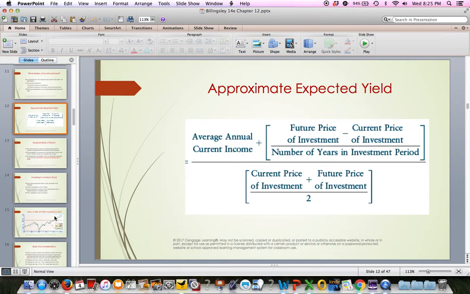Your average annual current income plus the future price minus the current price divided by the number of years, and then you take that and divide that by the current price plus future price divided by 2. And of course, when you are putting in future price, if you're making an investment based on expected yield, you're guessing the future, right? So what you put in there for future isn't necessarily known because you would have to estimate what that would be.